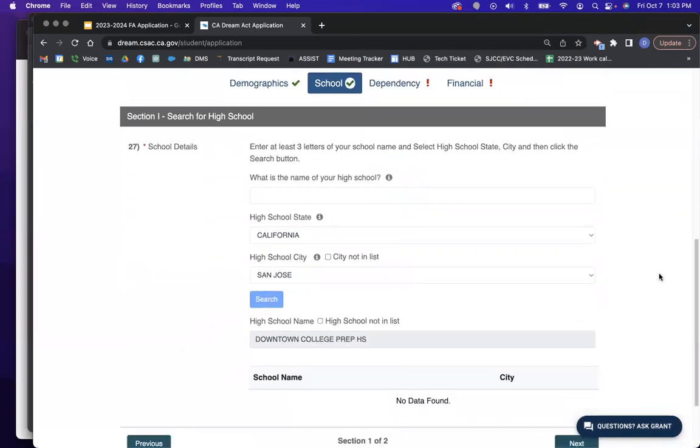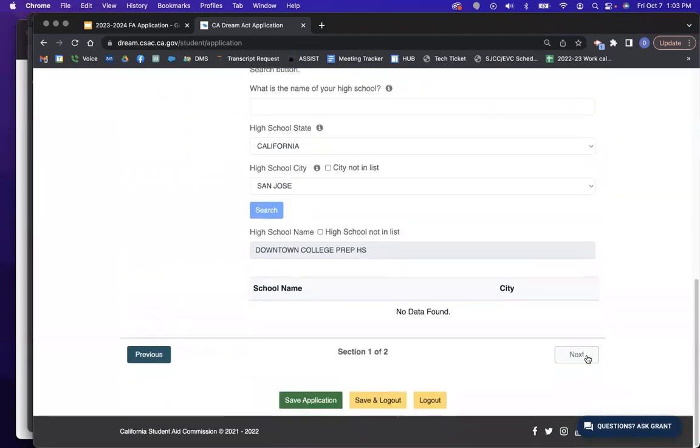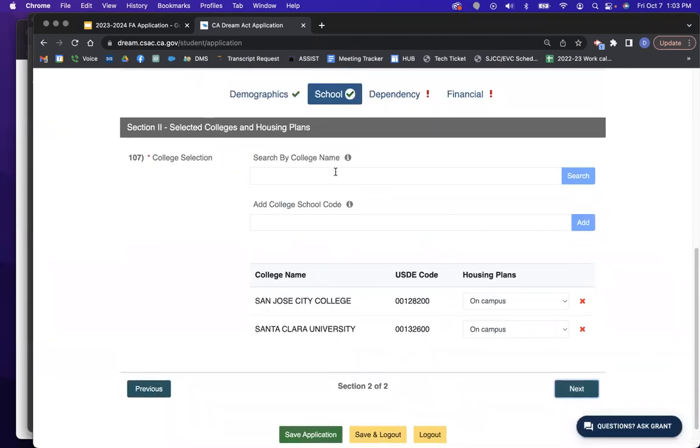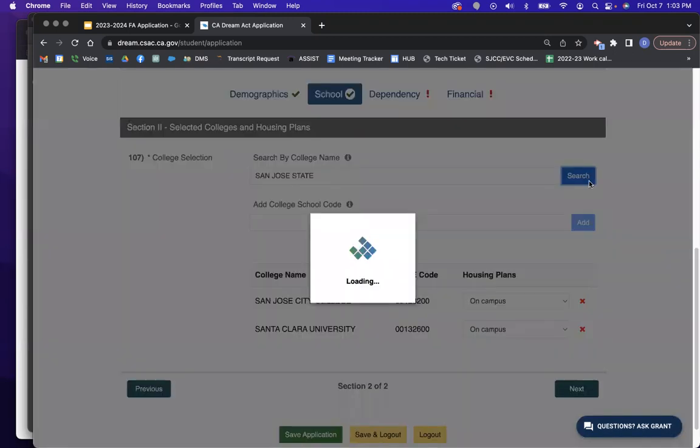Okay, so here it's going to search for your high school, and in the application, it saved it from last time. So there's nothing really that you need to do. Just click next. Here is where you're going to be adding the name of the college. So let's say that I wanted to, just for an example, just so you can see if your school is not listed on there, it should be, but in case it's not, or you changed schools since last year, you would go ahead and click search.